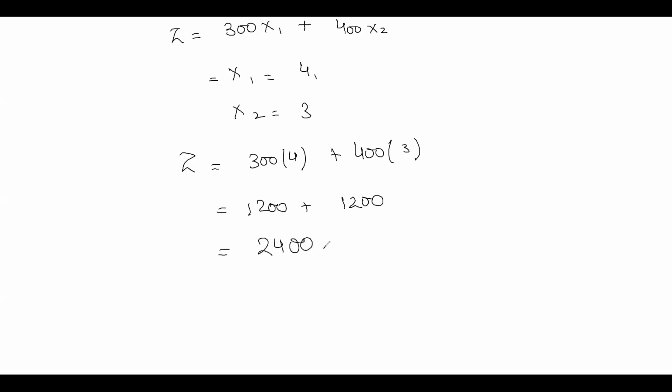This is the maximum profit the firm can make by selecting under these constraints, by making 4 necklaces and 3 bracelets. So Z is our maximum profit. So this was the method to do this through paper and pencil in a graphical way.